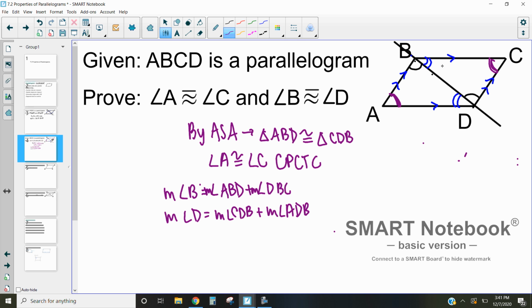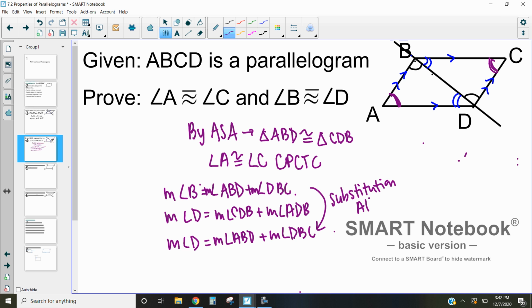Now, we established earlier that these angles are the same and these angles are the same. So what I'm going to do is replace these. So that means that the measure of angle D is actually equal to the same thing as B, the measure of angle ABD plus the measure of angle DBC. Now, again, that's by substitution, because we know by that alternate interior angles theorem that those two things are equivalent to one another, right? So when we know that those are equivalent to one another, which is awesome, we can actually substitute that in.